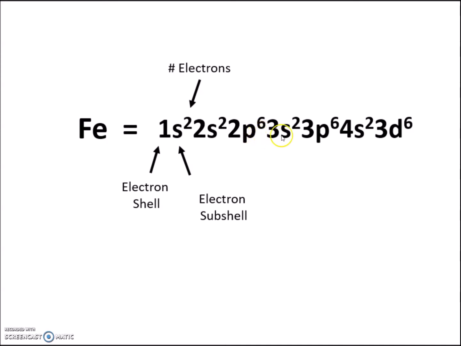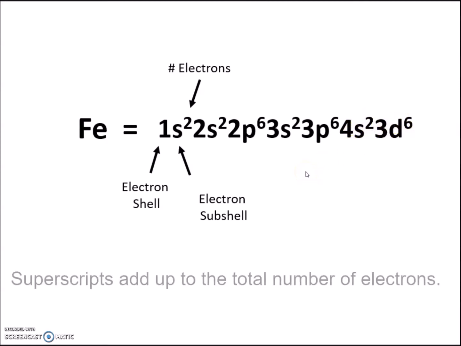After the 2p sublevel comes the 3s, which can hold 2, the 3p, which can hold 6, and then something goofy is going on here with the 4s and the 3d, and we'll address that next time. I do want you to notice, if you add up all of the superscripts, 2 plus 2 plus 6 plus 2 plus 6 plus 2 plus 6, it's a lot of 2s and 6s there, but it would add up to 26. And that is the atomic number of iron. Because it's a neutral atom, we would assume the same number of electrons as protons.